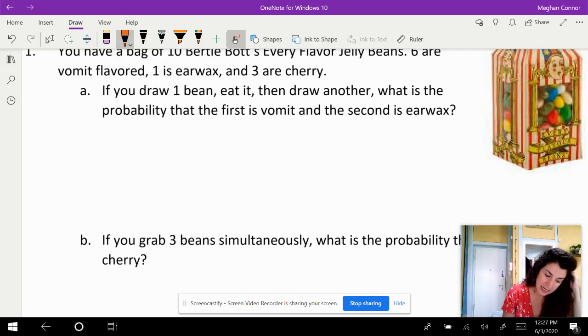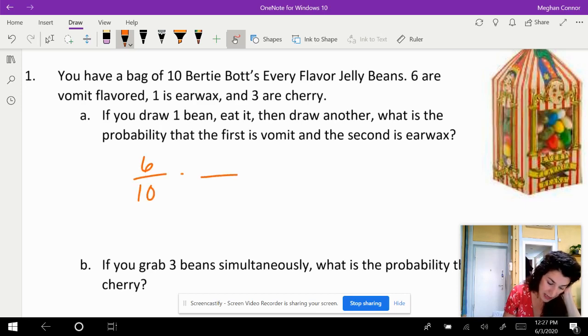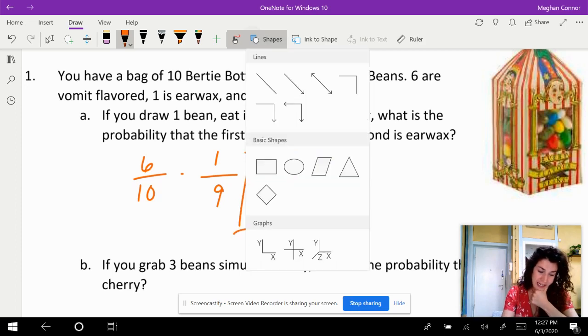So draw one bean and eat it. What's the probability that the first one is vomit? If 6 are vomit flavored out of a total of 10, the probability is 6 over 10, times, and now realize we have only 9 beans left. Then we want the second one to be earwax, and there's only 1 that is earwax. So the probability is 6 over 90. And that's it.